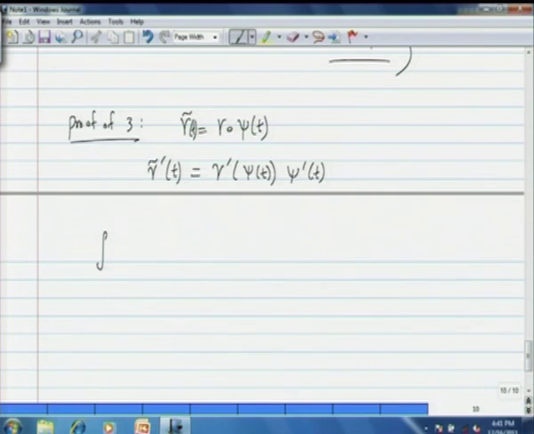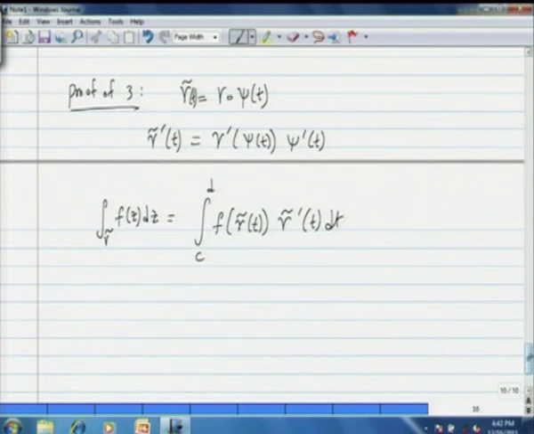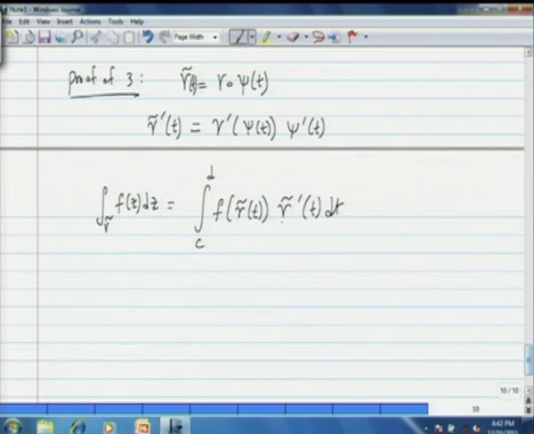The contour integral over gamma tilde of f of z dz is, by the definition, integral from c to d, that is the parameter interval for gamma tilde, of f of gamma tilde of t times gamma tilde prime of t dt. That is by the definition of contour integration. And gamma tilde of t and gamma tilde prime of t are here. So, I am going to substitute them in here.